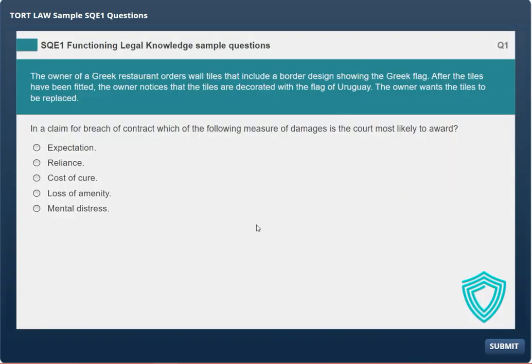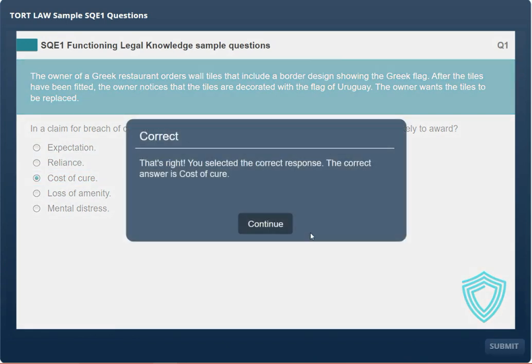The first one is on the owner of a Greek restaurant who orders wall tiles that include a border design showing the Greek flag. After the tiles have been fitted, the owner notices that the tiles are decorated with the flag of Uruguay. The owner wants the tiles to be replaced. In a claim for breach of contract, which of the following measures of damages is the court most likely to award? Expectation, reliance, cost of cure, loss of amenity, mental distress. I'm going to put in the correct answer here, which I believe is the cost of cure, and we press submit, and correct. That's right, up comes the correct answer.